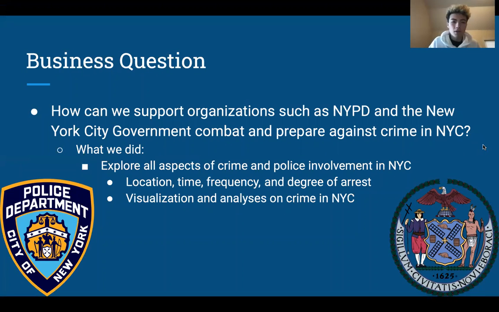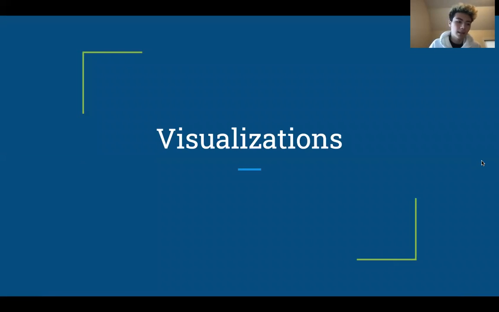Our business question is how can we support organizations such as the NYPD and the New York City government combat and prepare against crime in New York City? And so what we did is using the data, we explored basically all aspects of crime and police involvement in New York City, especially during the year 2021. We focused on things such as location, time, frequency, and the degree of arrest, and made some visualizations and analysis. So now we're gonna show you our visualizations.